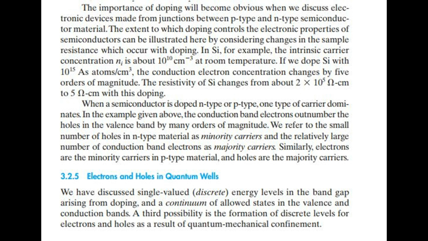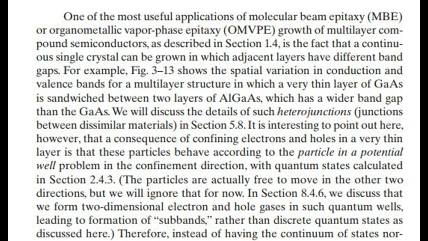One of the most useful applications of molecular beam epitaxy, MBE, or organometallic vapor phase epitaxy, OMVPE, growth of multilayer compound semiconductors, as described in section 1.4, is the fact that a continuous single crystal can be grown in which adjacent layers have different band gaps. For example, Fig 3.13 shows the spatial variation in conduction and valence bands for a multi-layer structure in which a very thin layer of gallium arsenide is sandwiched between 2 layers of aluminum gallium arsenide, which has a wider band gap than the gallium arsenide.